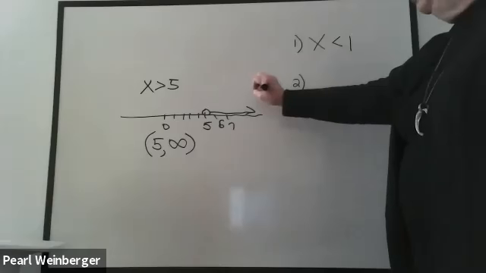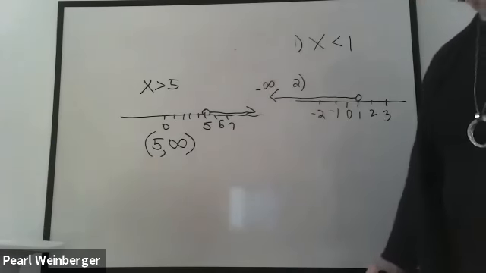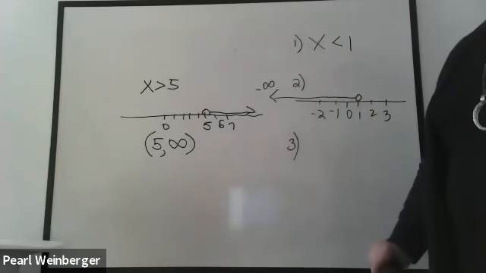How far is this going? All the way to negative infinity. Correct? Okay. So that's the whole thing. This is the number line.